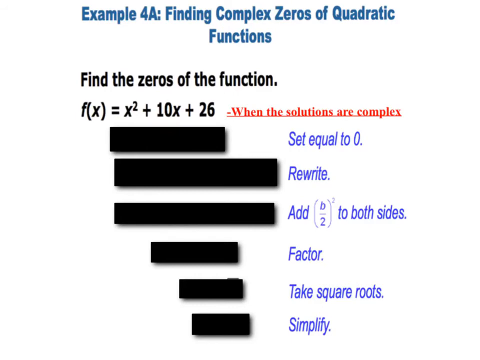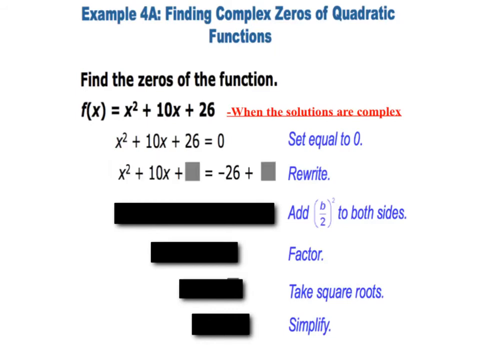Okay, so to start out with, we set it equal to 0. Then, after you do that, we need to rewrite it by, first of all, asking yourself, is there an a value right here that we can divide everything by? And the answer is no. So we're going to subtract 26 from both sides. Okay, and we put in our little box area there.